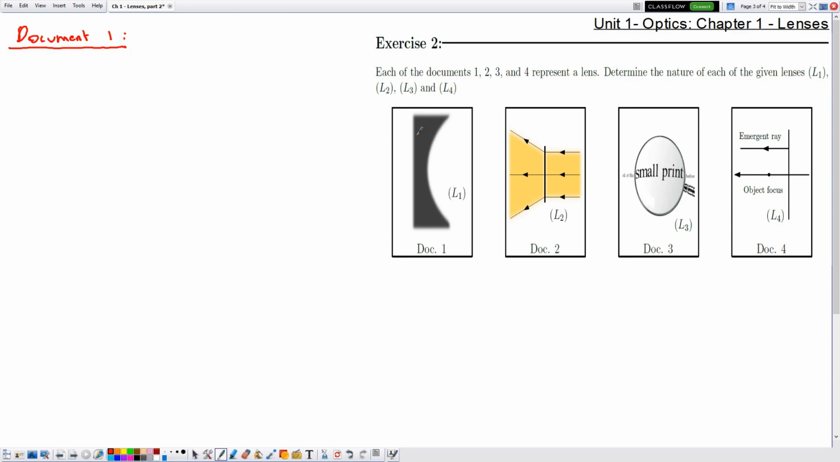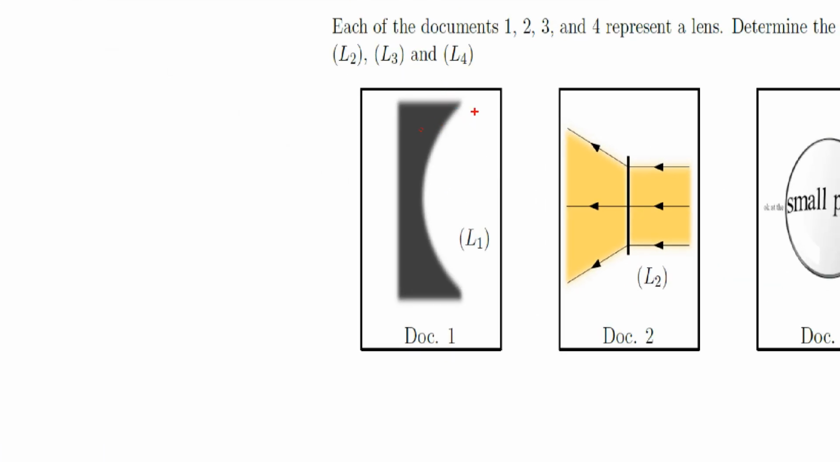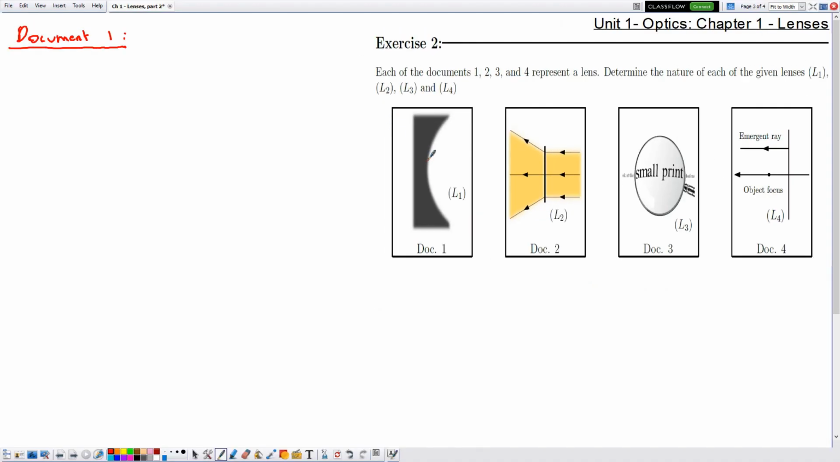In document 1 they gave me a lens L1. Now notice from the shape of this lens it's thicker at the edges and thinner at the center. We know that whenever the lens is thicker at the edges and thinner at the center, this is known to be a diverging lens. Therefore we can say that.